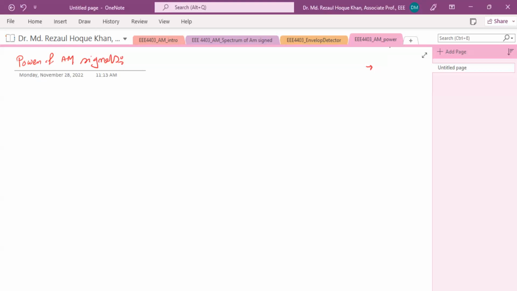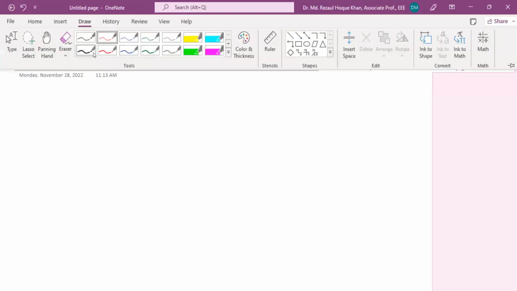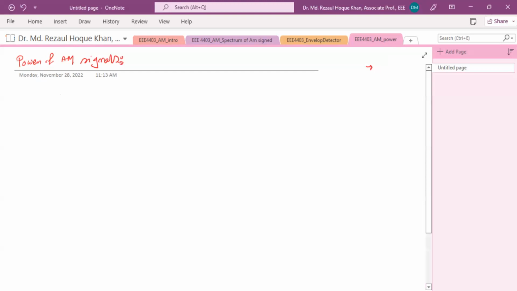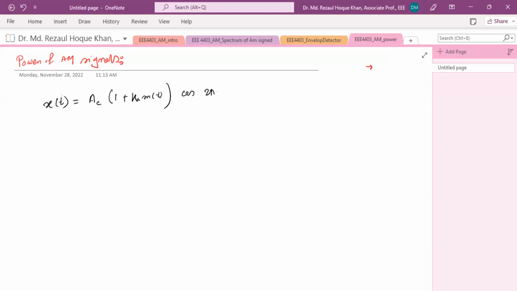Okay, now we will calculate the power of the AM signal, the amplitude modulated signal. So let us see what our modulated signal x(t) was. We have already seen it: x(t) = AC (1 + Ka m(t)) cos 2 pi fc t. So this is our modulated signal.